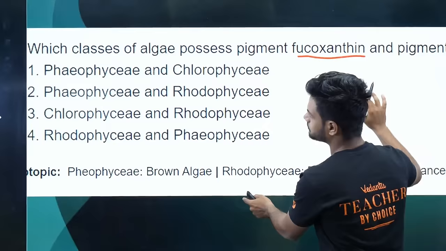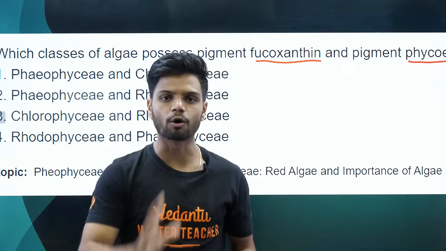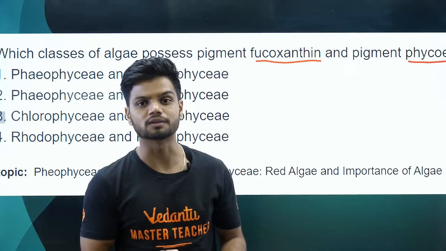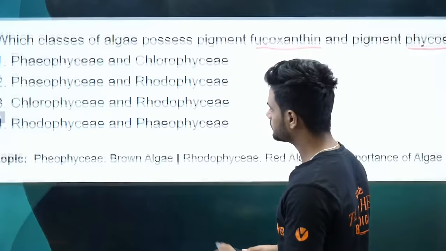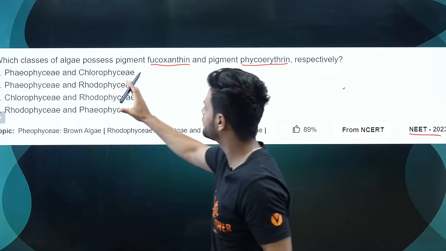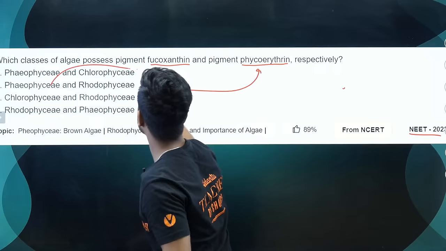Where do you find fucoxanthin? All of us know fucoxanthin is found in brown algae. Depending upon the concentration of fucoxanthin, it can range from olive green to dark brown color. So the answer for the first one is brown algae, also called Phaeophyceae. Phycoerythrin, red algae, Rhodophyceae. The answer is going to be the second option. That is Phaeophyceae for fucoxanthin and Rhodophyceae for phycoerythrin. Clear?